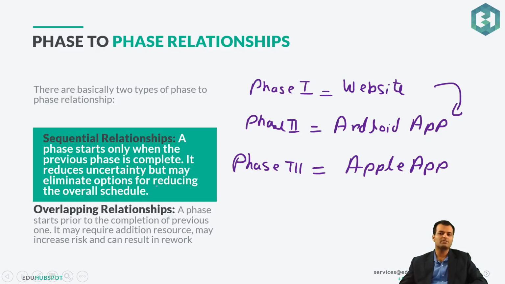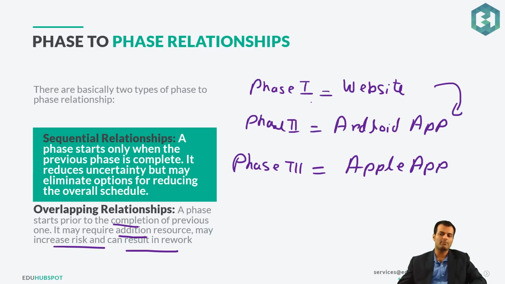But if you see, the phase 1, which is sequential, will consume more and more time. What if I would have done these things in parallel, I would have saved a little time. Overlapping relationship is another thing. A phase starts prior to the completion of the previous one. It may require additional resources, may increase the risk, and can result in rework.